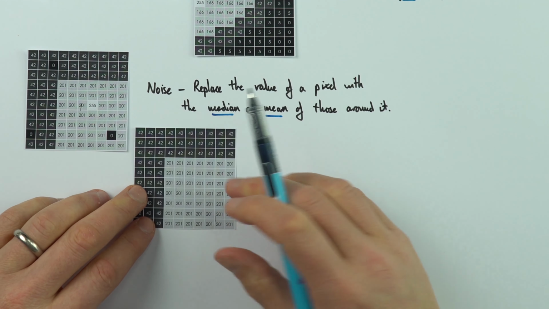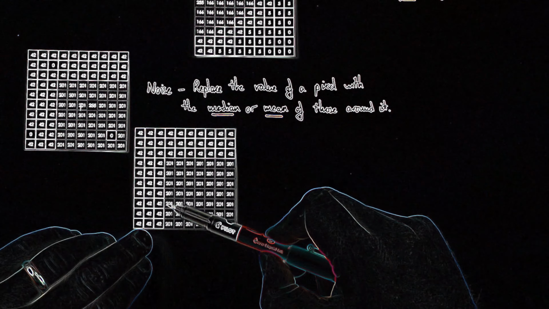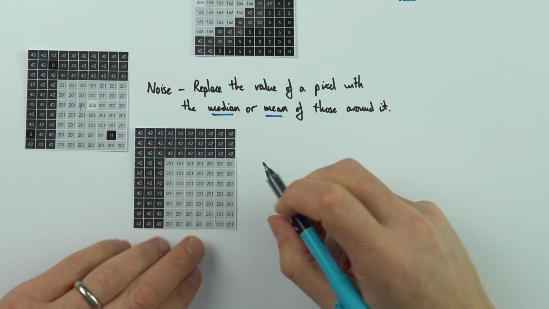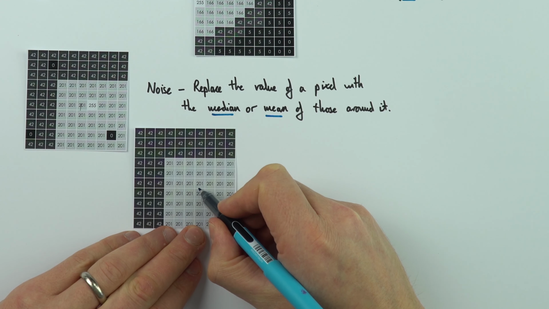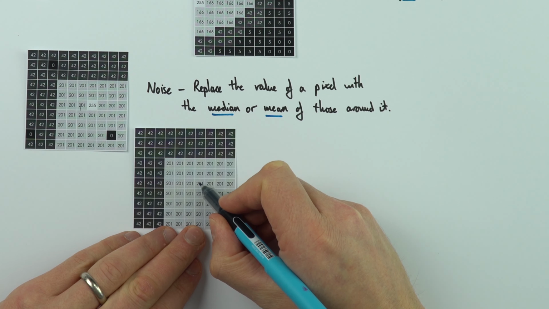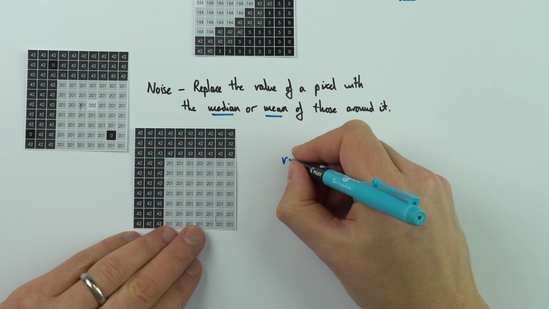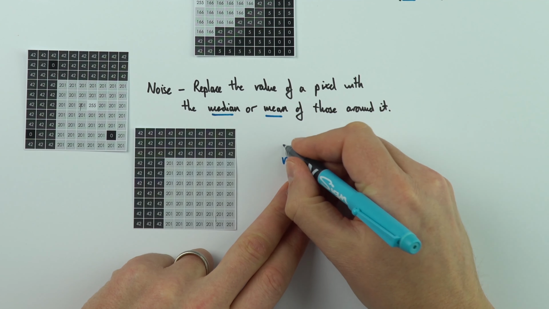Now the final thing that we can do is look at edge detection, and this is where we look at the change between different coloured pixels. Now the way we do this is we look at one pixel and then we compare the value in this pixel to the values of those around it. And what we do is we take the value, we multiply it by 4.